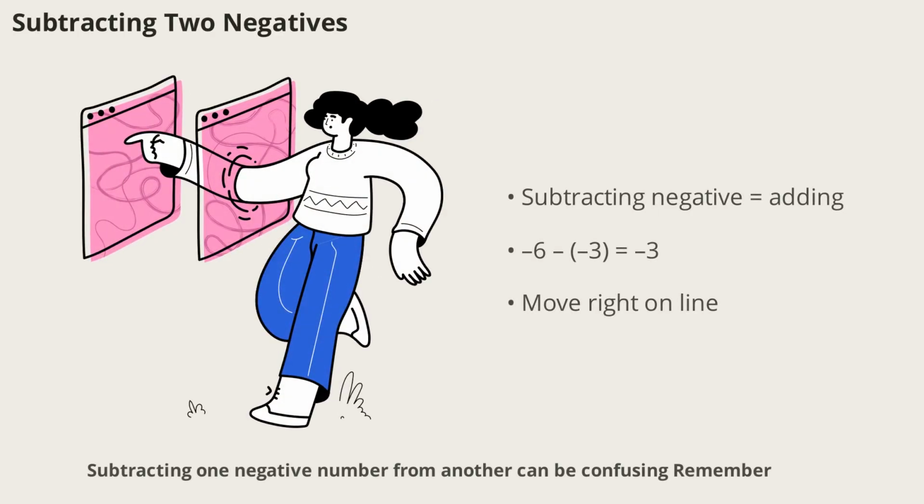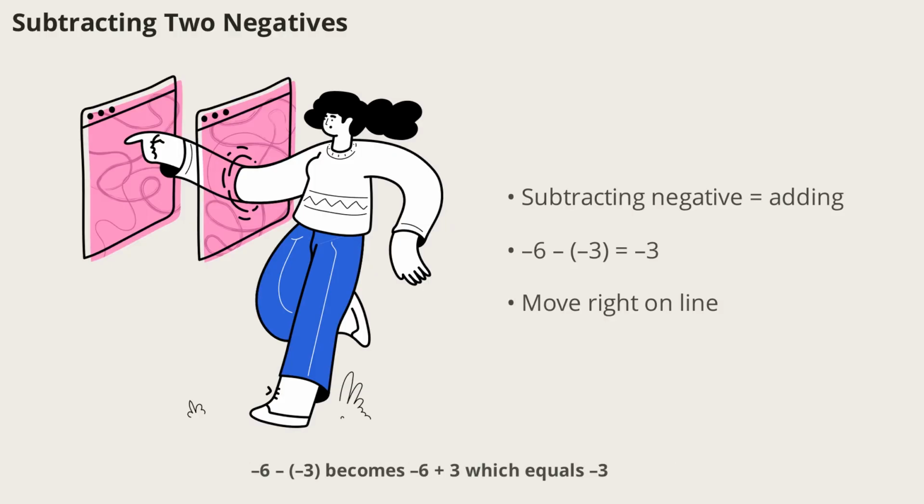Subtracting one negative number from another can be confusing. Remember, subtracting a negative is the same as adding. For example, negative 3 minus negative 6 becomes negative 3 plus 6, which equals 3. This rule helps you solve these problems quickly.